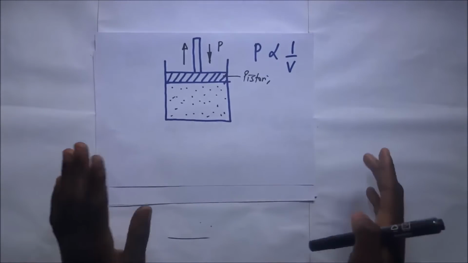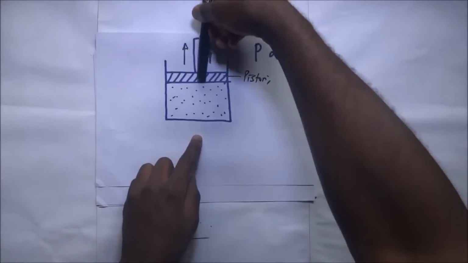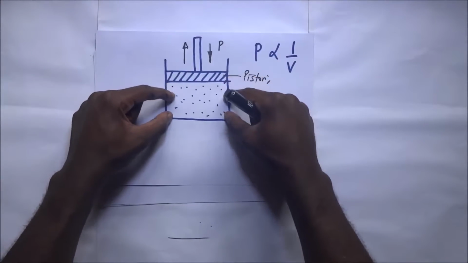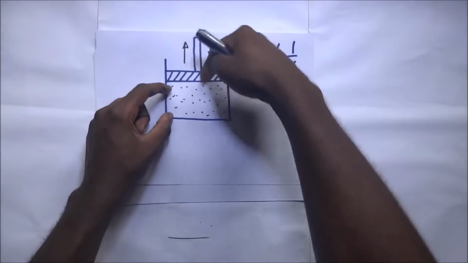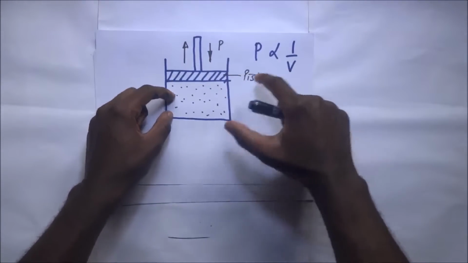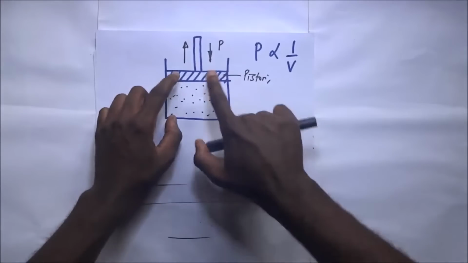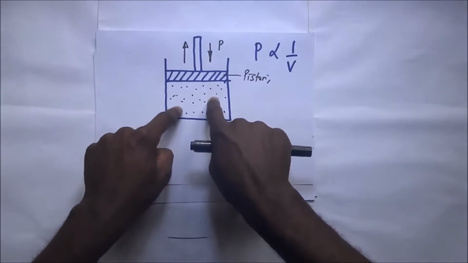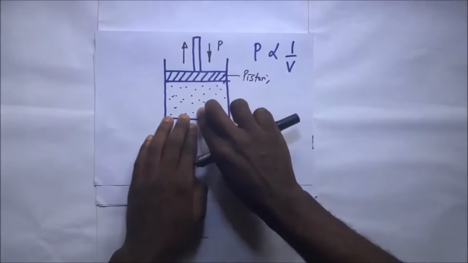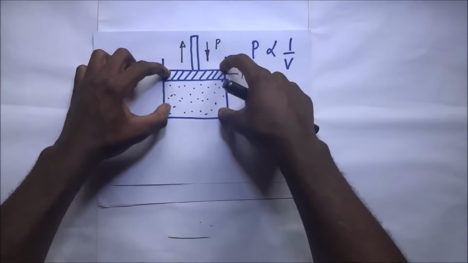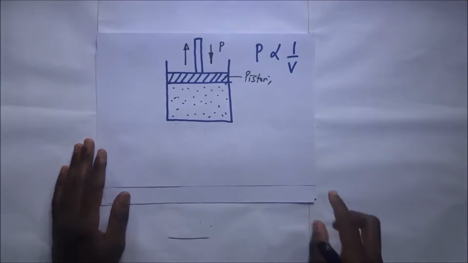And of course, when we push in this piston, we are squeezing these particles to occupy a smaller volume, meaning that the volume of this container is going to reduce. And when we pull it out, we are easing the pressure on these gases, and the volume of this container will increase. So how do we explain this?